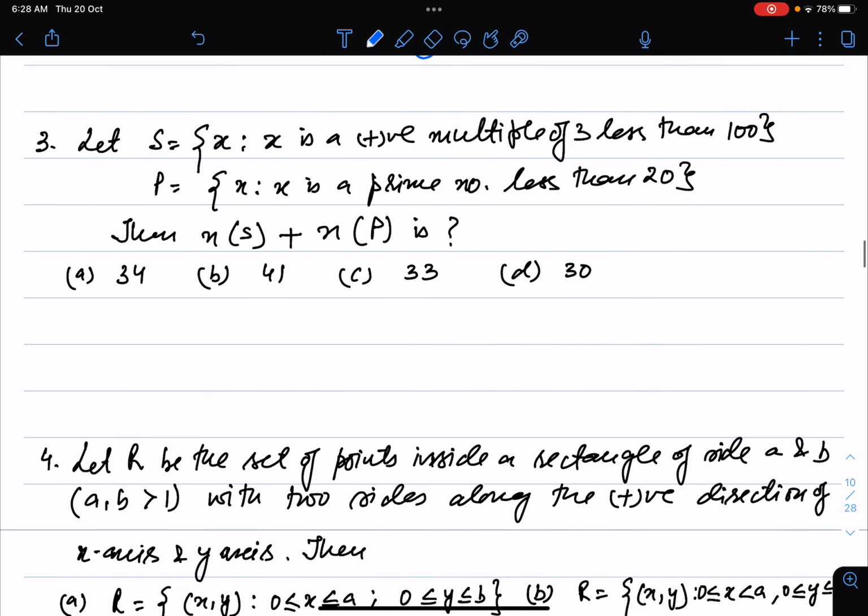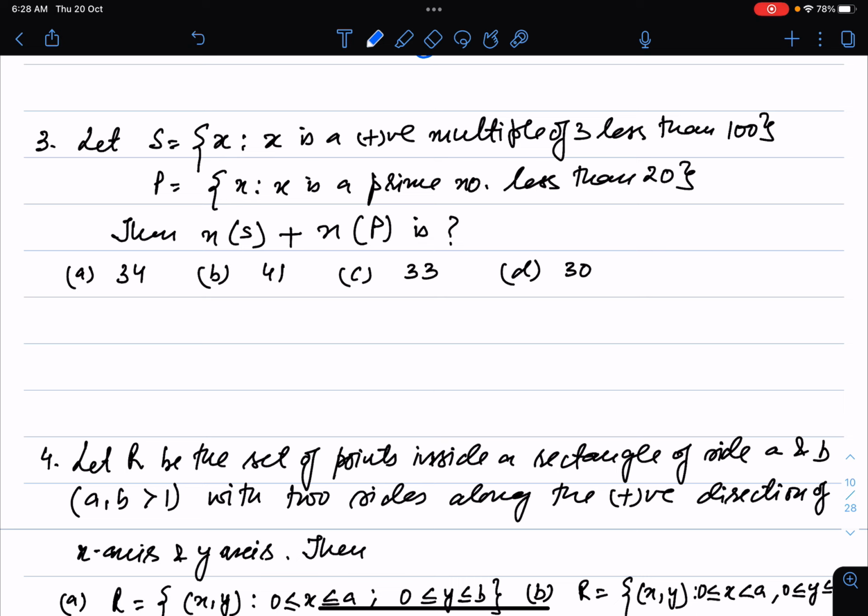Coming to the question number 3. Let S is equal to X such that X is a positive multiple of 3 less than 100, and P is X such that X is a prime number less than 20. So n(S) plus n(P) is. So again, this is in a roster set builder form. Let us write in the roster form. X is a multiple of 3 less than 100. So it is 3, 6, 9, so on up to 99. Now, can you tell me how many elements are there in S?